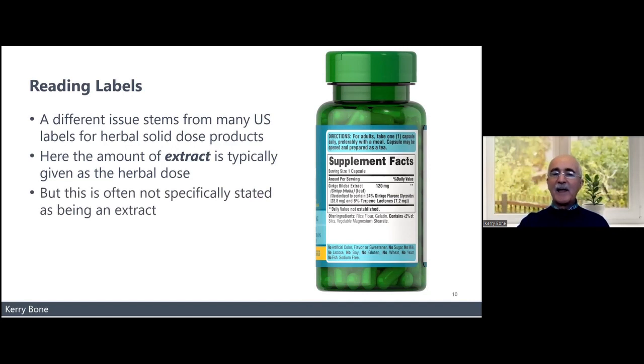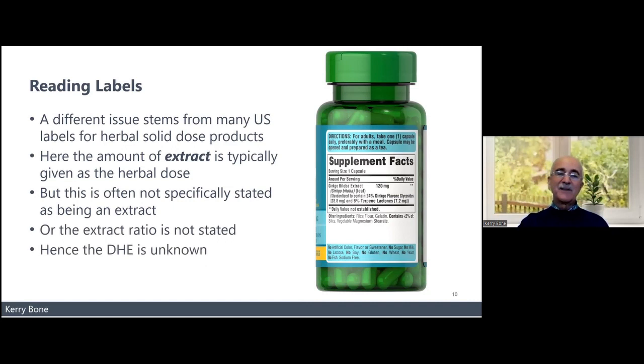And often, and this is where it's confusing, this label is good because it says ginkgo biloba extract. But on other products, it will just say ginkgo biloba, 120 milligrams. It's actually an extract in there, but you don't know that because it's not stated on the label. It's a poor state of affairs. And as I mentioned, often the extract ratio is not stated, so you don't know the dried herb equivalent. So there's quite a few tricks and issues, especially when it comes to reading labels.